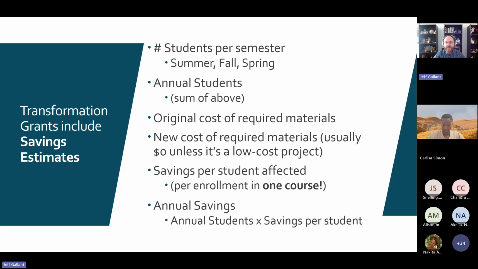So your annual savings, the big measurement at the end, is the annual amount of students, summer, fall, and spring combined, times the savings per student, which we just looked at too. And then you get that one big number at the end.